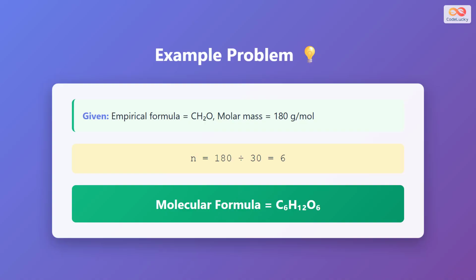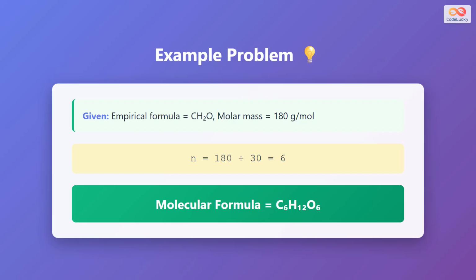Let's work through a complete example. Given the empirical formula CH2O and a molar mass of 180 grams per mole, we need to find the molecular formula. First, calculate the empirical formula mass. Carbon is 12, hydrogen is 2 times 1 equals 2, and oxygen is 16. Adding these gives us 30 grams per mole.